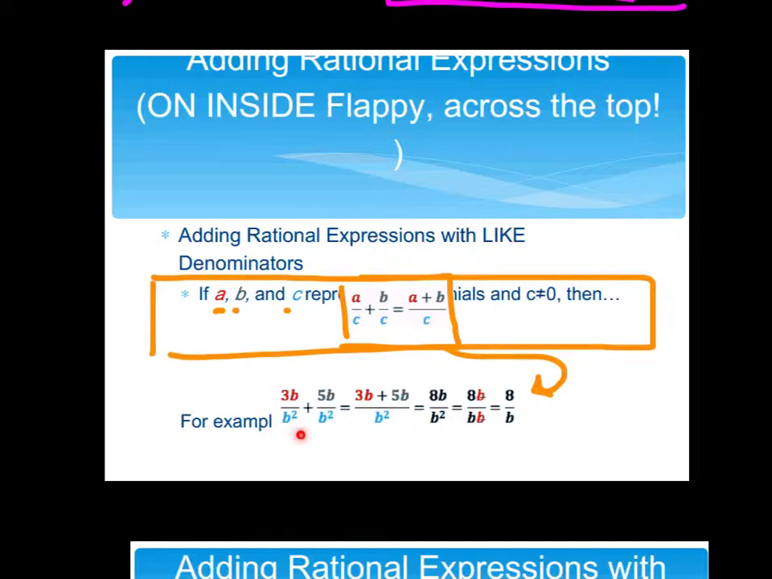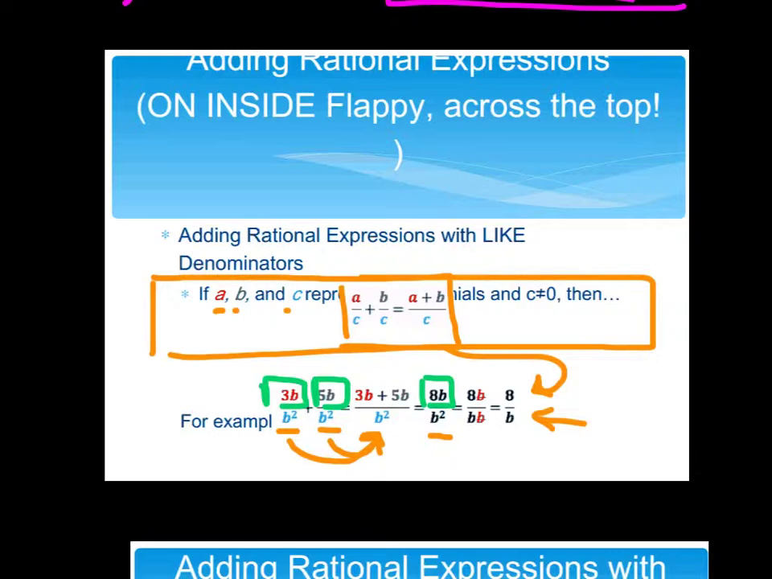So let's look at this little example right here. We have 3b over b squared plus 5b over b squared. As we can see, we have the same denominator, which is good. And so we essentially can transfer that denominator over to the other side and just write our top numbers, 3b plus 5b. Those simplify, they add to be 8b. And we still have our b squared along the bottom, and from there we can simplify and get rid of a b from the top and the bottom, and we'll simply have 8 over b for our final answer.